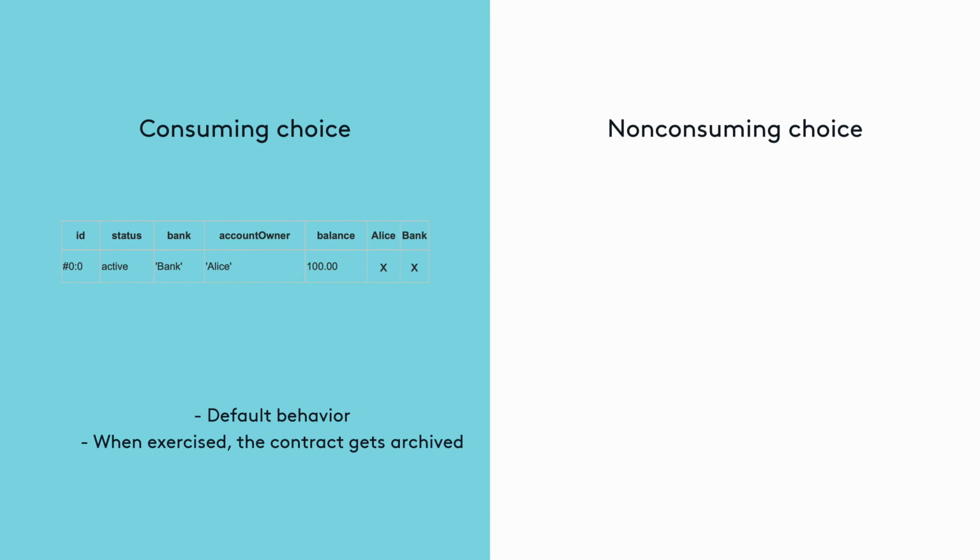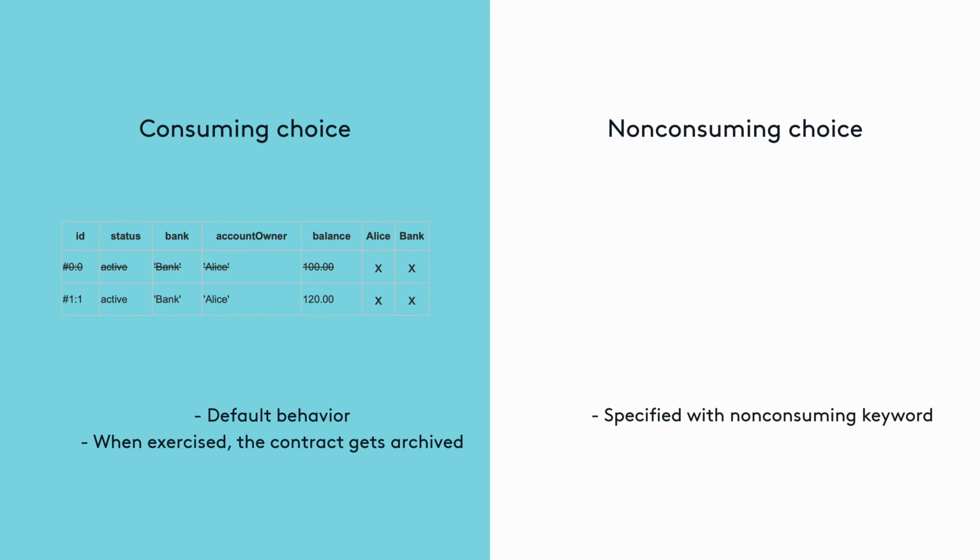The deposit choice that we are creating in our bank service template is currently defined as consuming by default. So when Alice first creates an account with an initial deposit of $100, it's stored as a row in the transaction table. When she exercises the deposit choice to add $20 to her account, there are three things that happen. First, the older row in the table is marked archived. This archival happens automatically when the type of choice is consuming. Second, a new row is created marked as active. And third, the new contract gets a new contract ID.